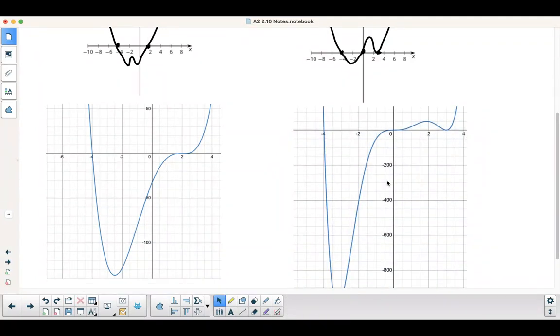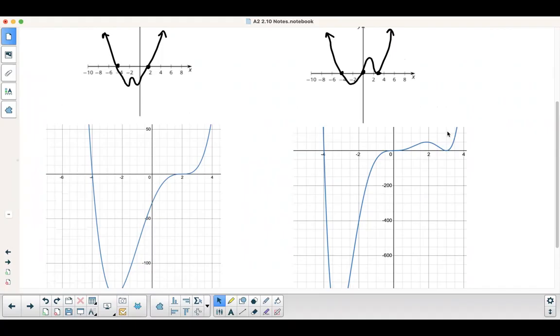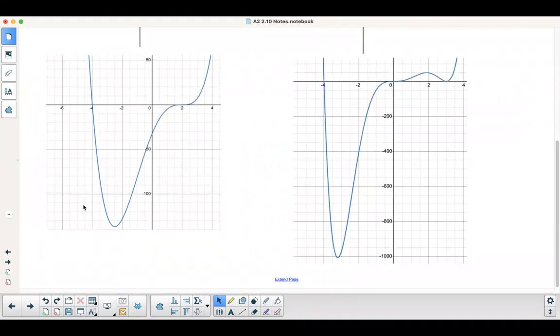And then here, -4, cross through at 0, touch at 3. So we have a rough estimate, very rough, but we're starting to get some things to look like the graph should.